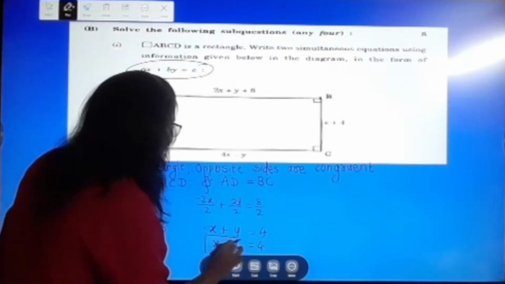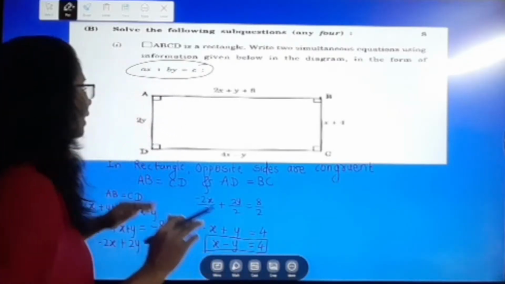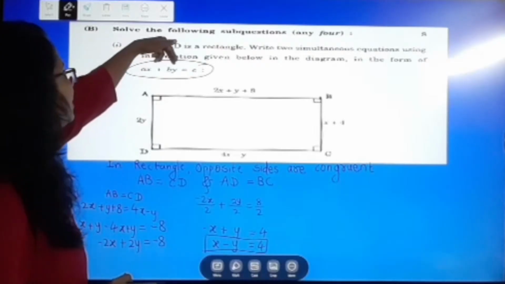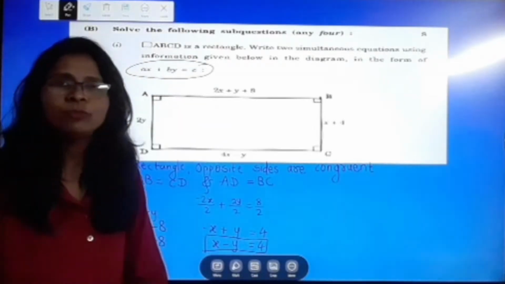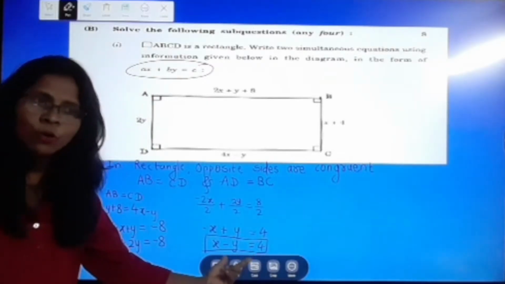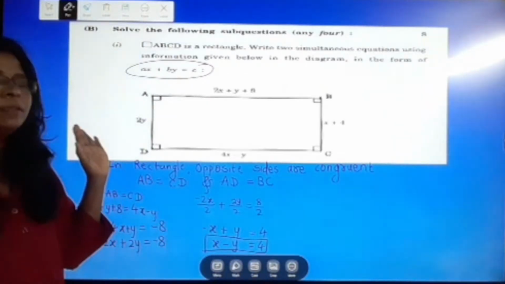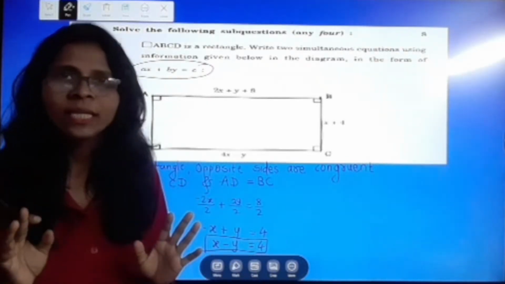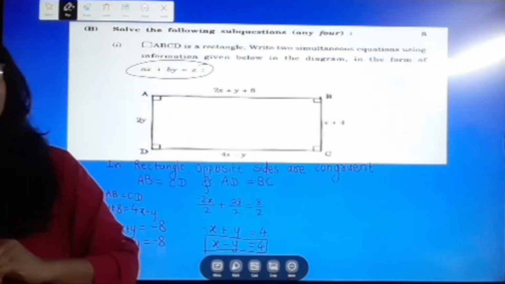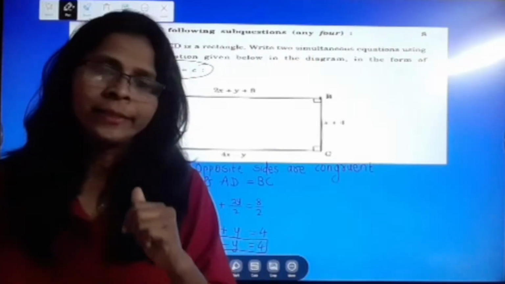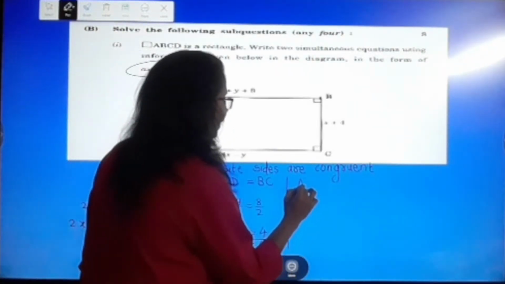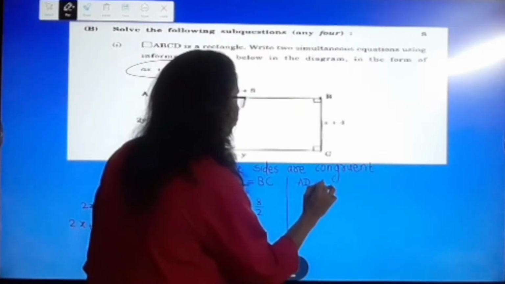Yes, so this is our final answer, that the final equation is in this way, ax plus by is equal to c. Okay, students, observe, x minus y is equal to 4. Okay, students, that means this is the final answer when you take AB is equal to DC. So now, students, the second condition: AD is equal to BC.